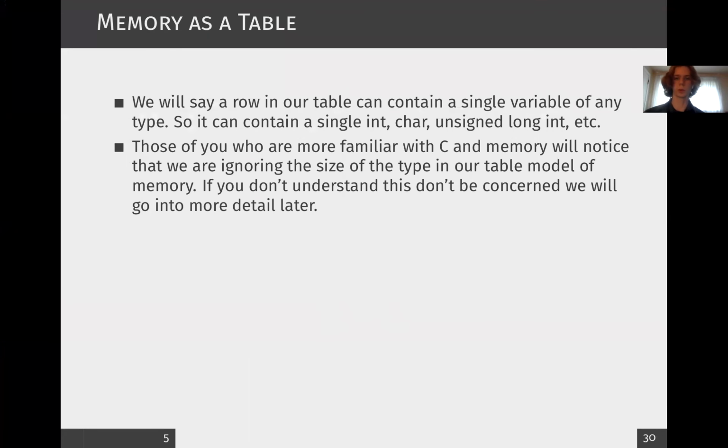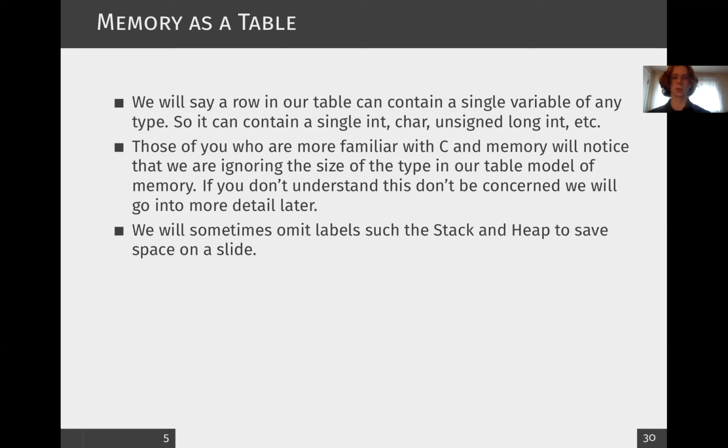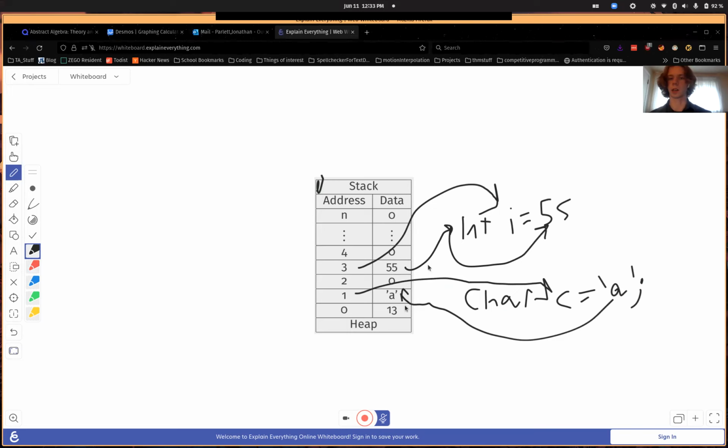This is what I mean when it's stored a single variable of any type. Those of you who are more familiar with C and memory will notice that this means we're ignoring the size of the type in our table model of memory. By saying we can store a single data item in each cell, we're saying we're ignoring the size of the type of that variable. If you don't understand this point, don't worry about it. We're going to discuss this in more detail later. We're sometimes going to omit labels such as the stack and heap, just so we can save space on the slide. So if we're just discussing, say, a static declaration or something, then the heap is kind of inconsequential, so we might just remove it to save space.